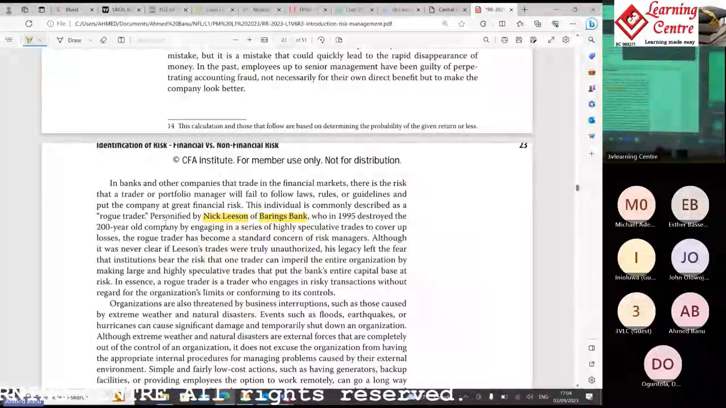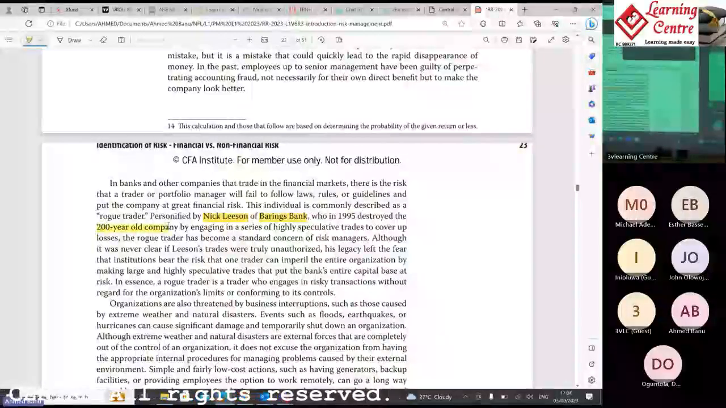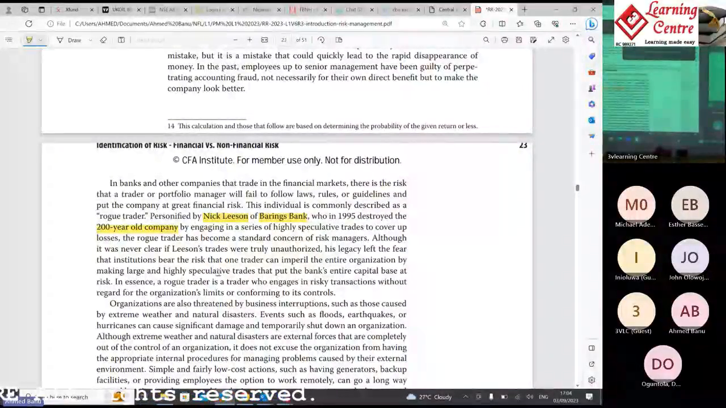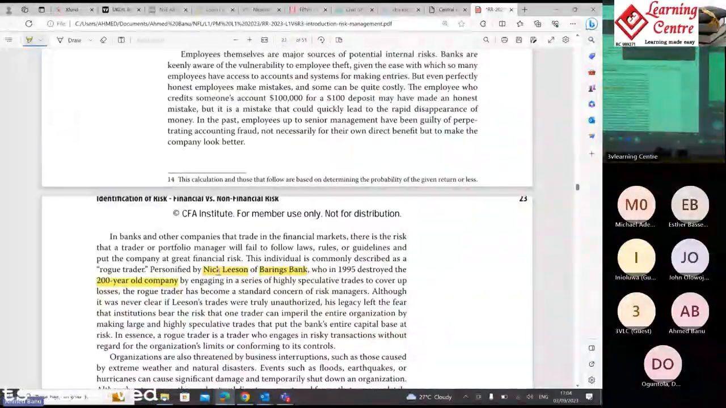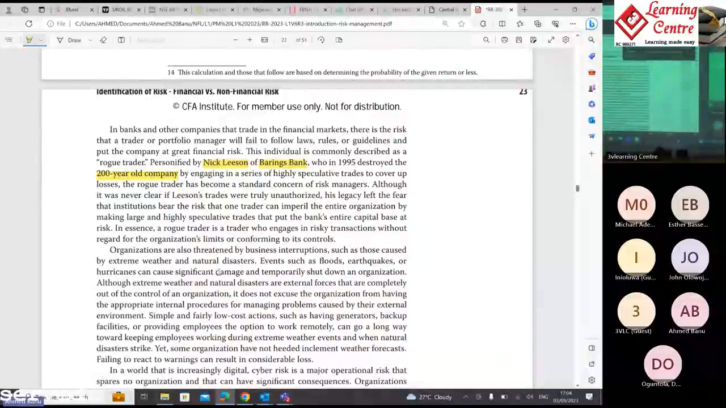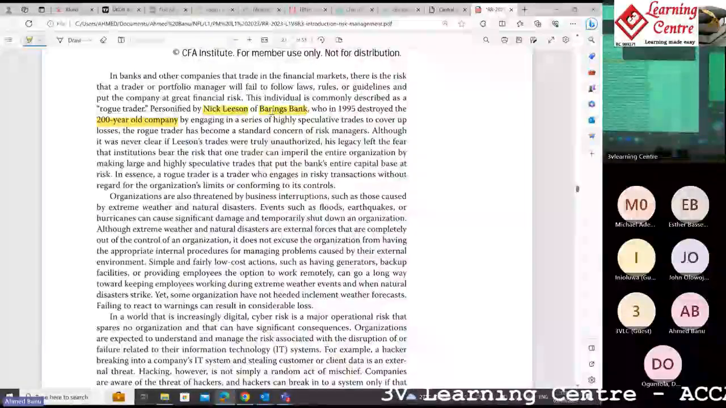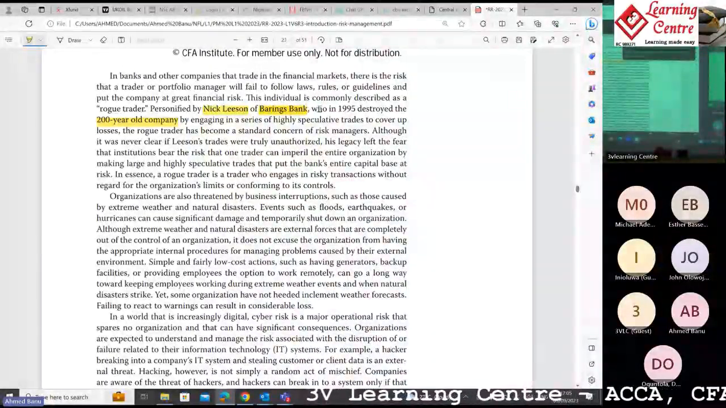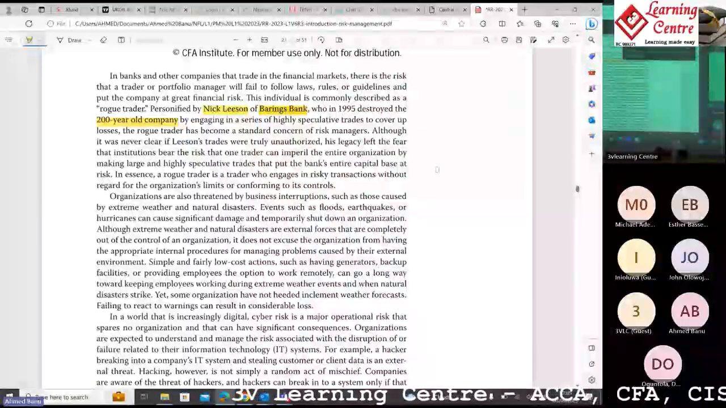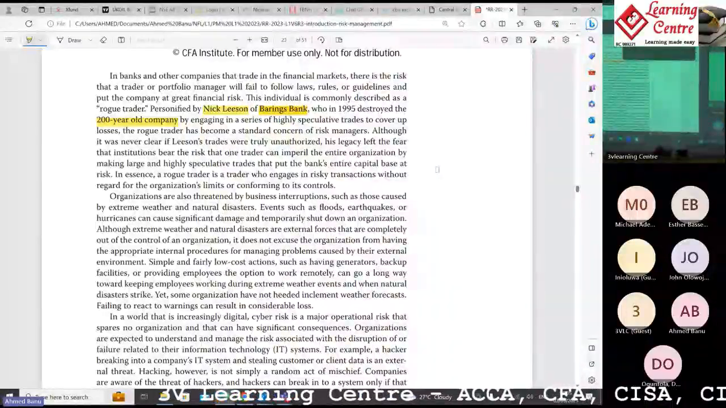Destroyed a 200-year-old bank as a result of failure in process. So the guy went behind the processes and decided to do some transactions that were not in line with his company's rules. It resulted in him taking on huge losses that led the bank to ruin, to bankruptcy. Yeah. So when we talk about operational risk, we like to talk about that.